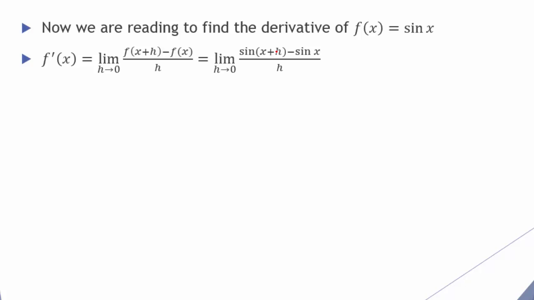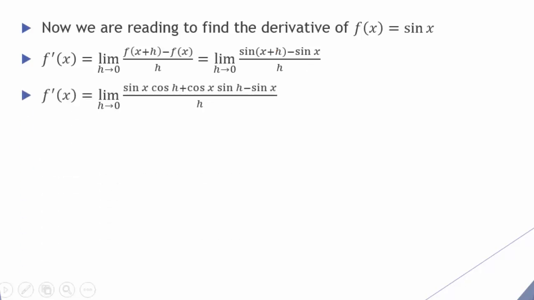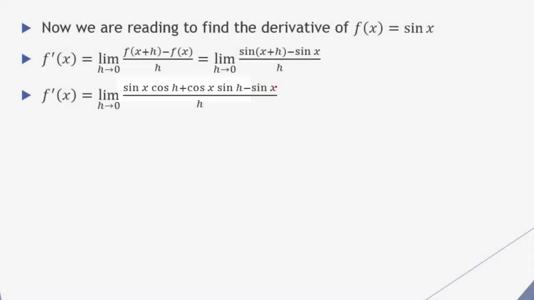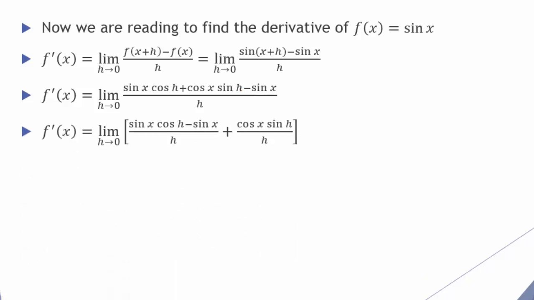So we use the trig identity for sine of x plus h, which says sine of x plus h is actually sine x cosine h plus cosine x sine h. That's one of our trig identities. We still have minus sine x from the original, all divided by h. So what we're going to do is split this up to be in our better interest.